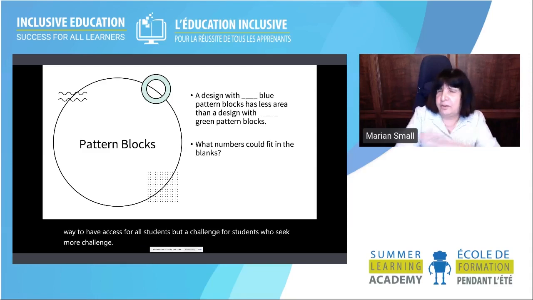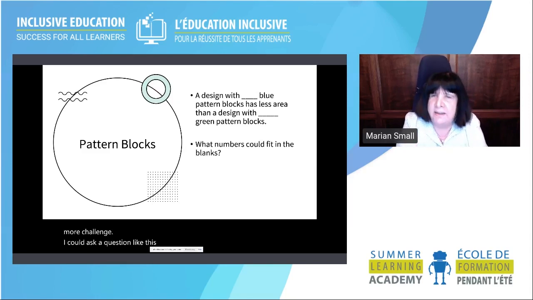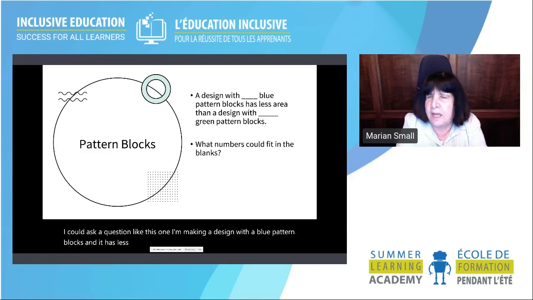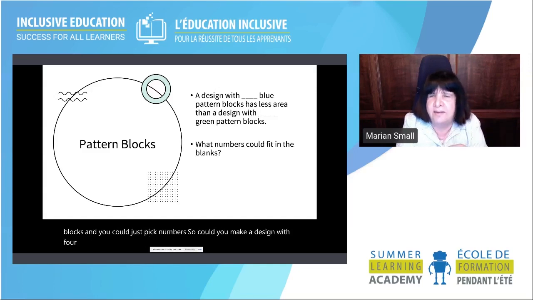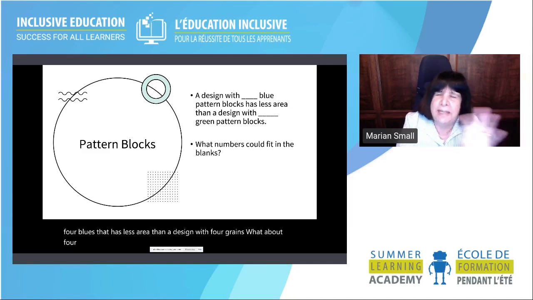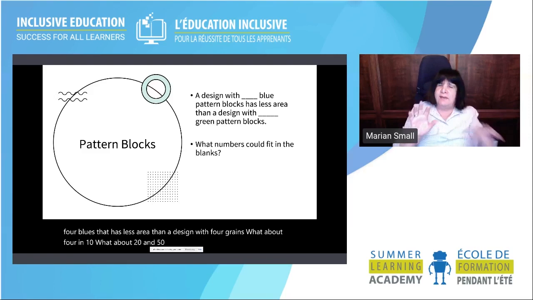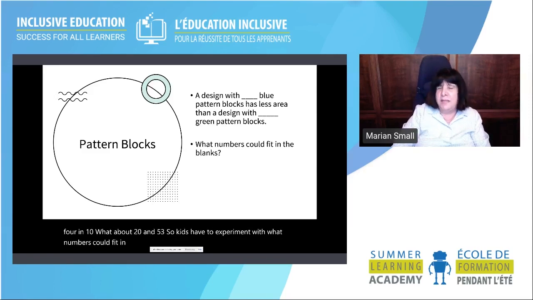I could ask a question like this one. I'm making a design with blue pattern blocks, and it has less area than a design I make that has green pattern blocks. And you could just pick numbers. So could you make a design with 4 blues that has less area than a design with 4 greens? What about 4 and 10? What about 20 and 53? So kids have to experiment with what numbers could fit in the blanks to make that true.